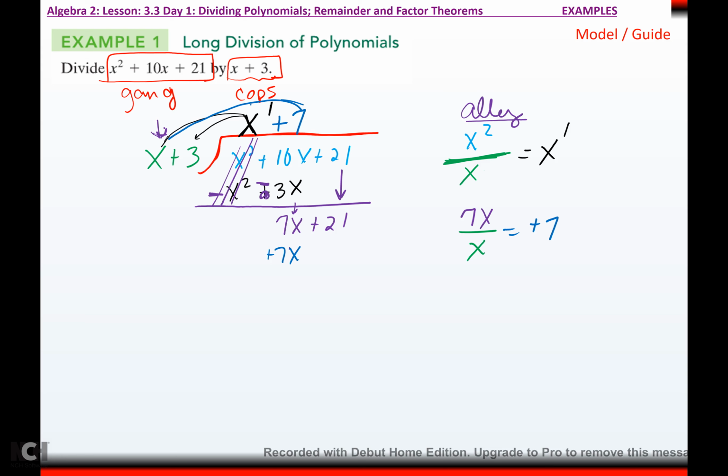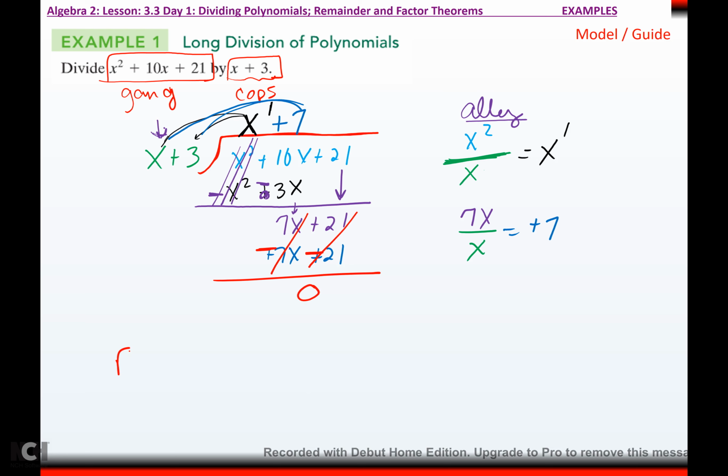Positive 7 times positive 3 is positive 21. But I draw the line and pull the guns, take the disguises off, and x is dead and 21 is dead. Okay, so now we have to write our answer.